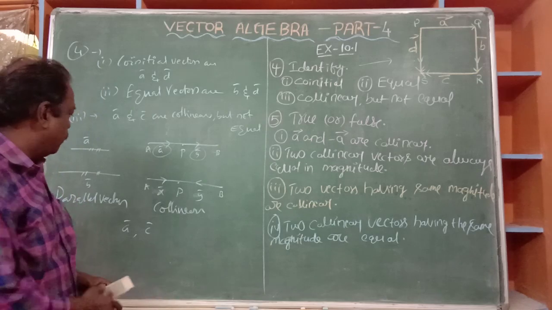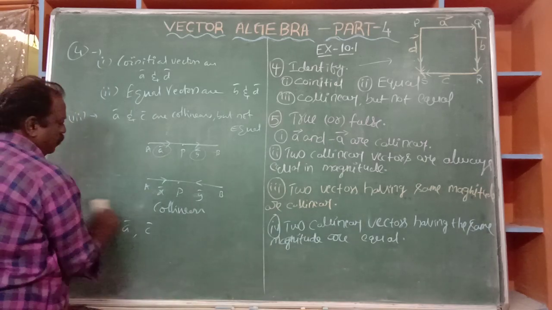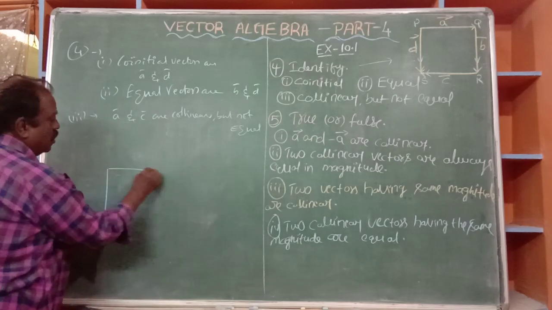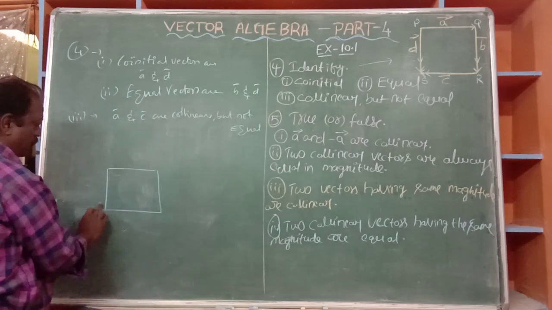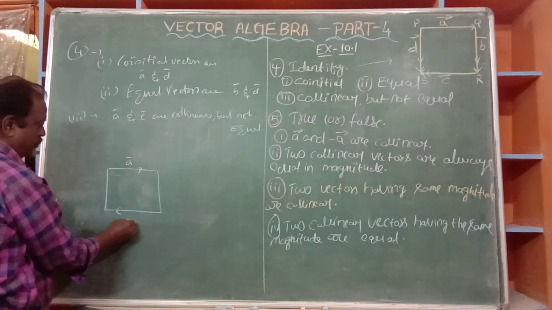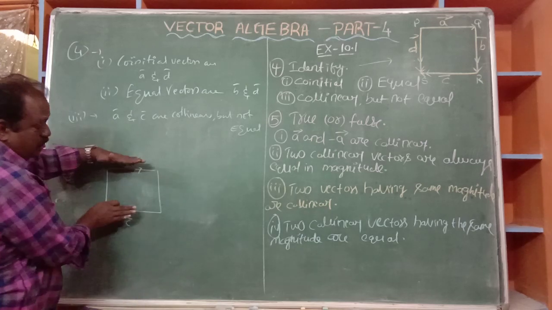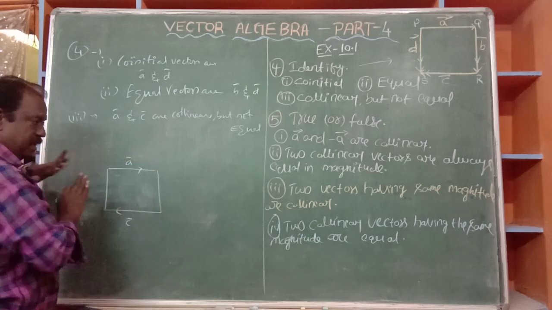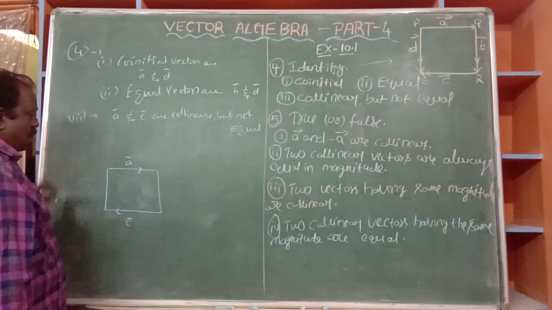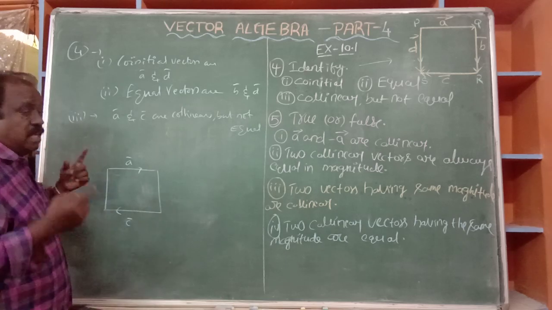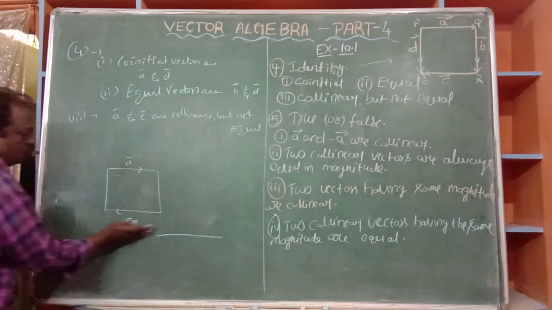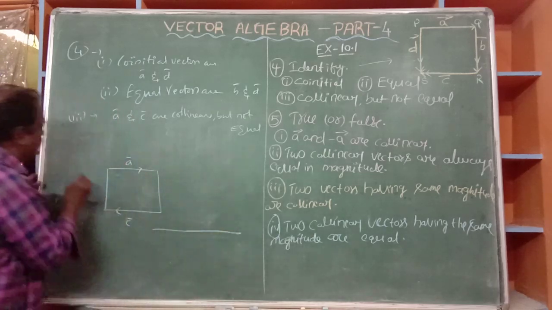Here is the thing. You see, I will draw a square. This is A bar and this is C bar. Yes, they are equal in magnitude, not the same in direction. Okay, they are not equal vectors. Yes, this part is okay. But the equal vectors concept is there. Equal vectors means, you see, just here.